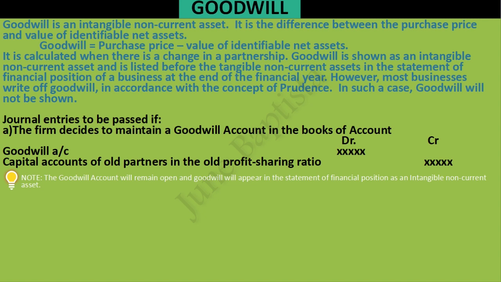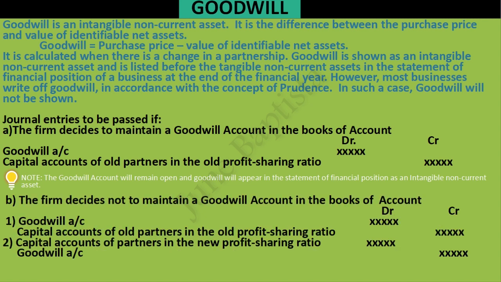Now let us look at the journal entries to be passed if B, the firm decides not to maintain a goodwill account in the books of account.